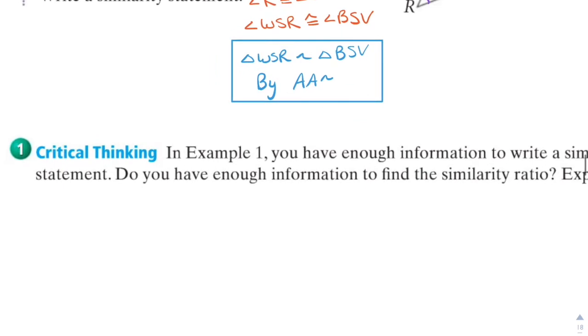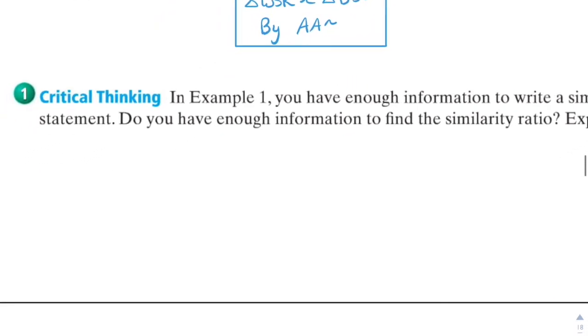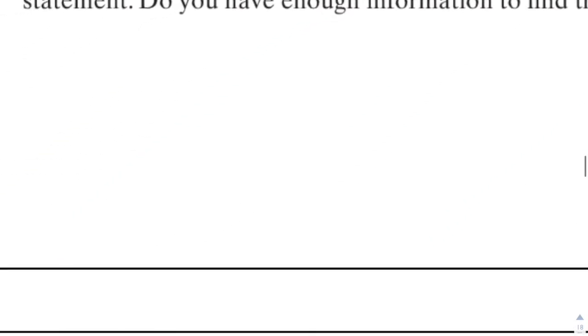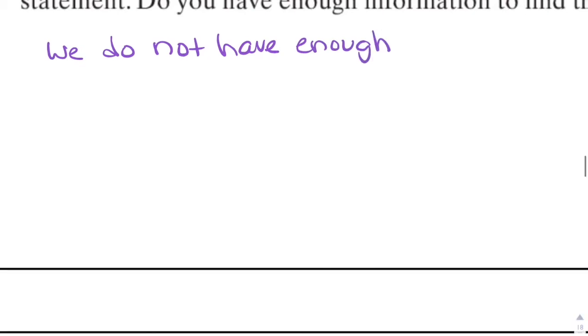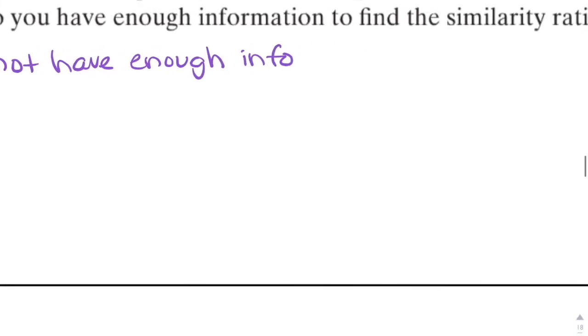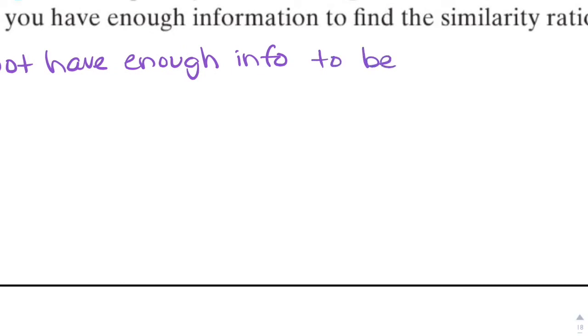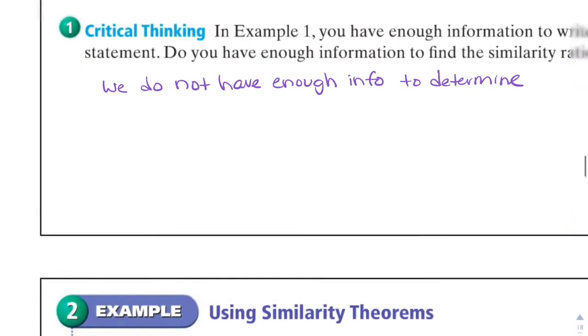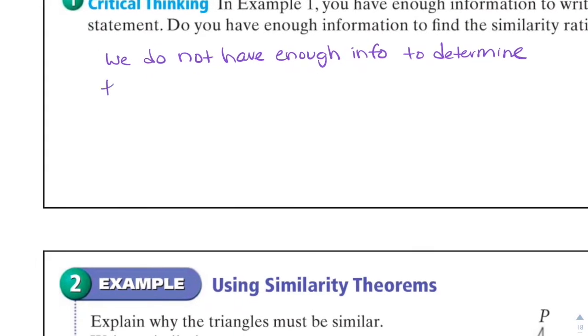In example 1, you have enough information to write a similarity statement, but do we have enough to find the similarity ratio? We don't see any side lengths, so there's no value to its sides yet. We don't know what it is, so we're going to say we do not have enough info to determine the similarity ratios.